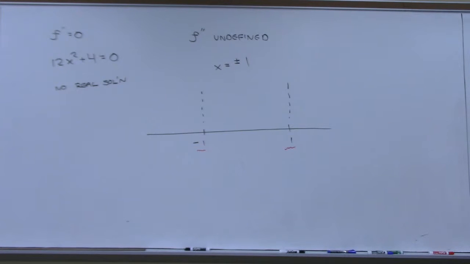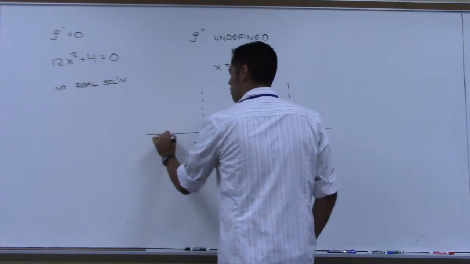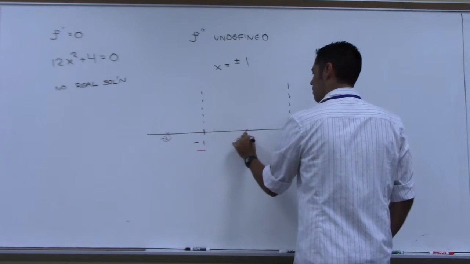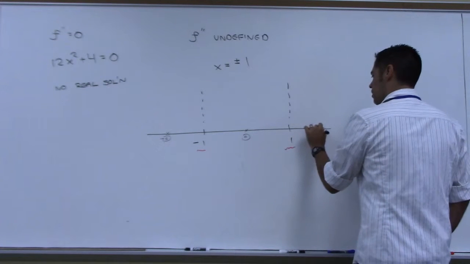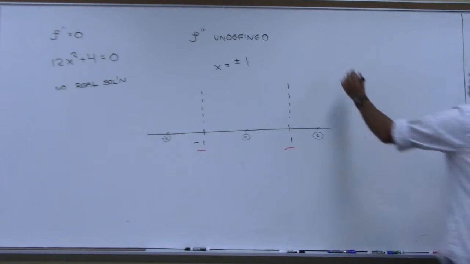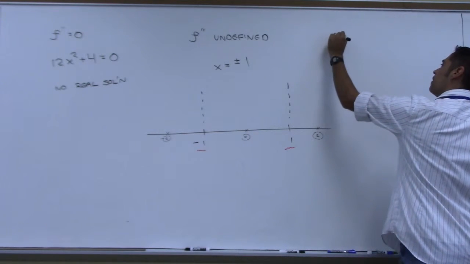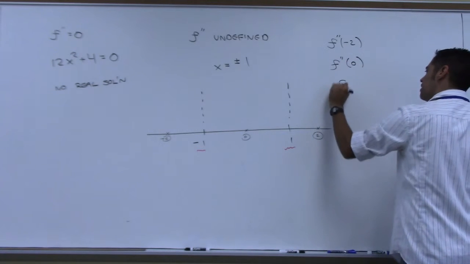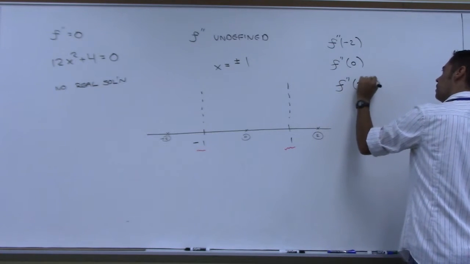Test points. So -2, 0, 2. Where are those going? Where are they getting plugged in? Second derivative, right? So what is the second derivative at -2? What's the second derivative at 0? What's the second derivative at 2?